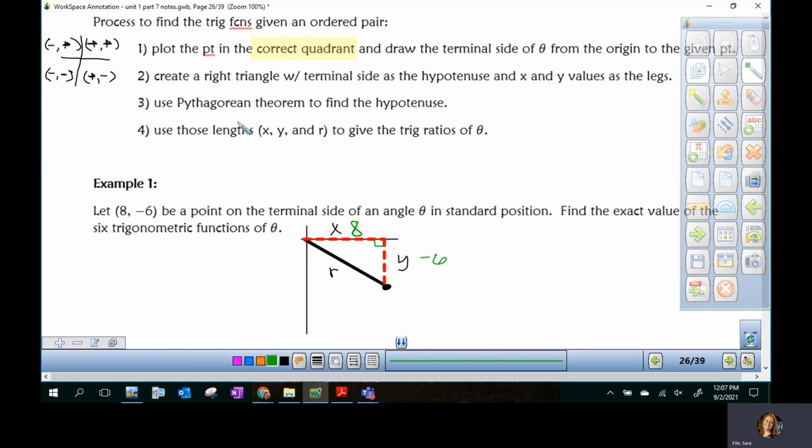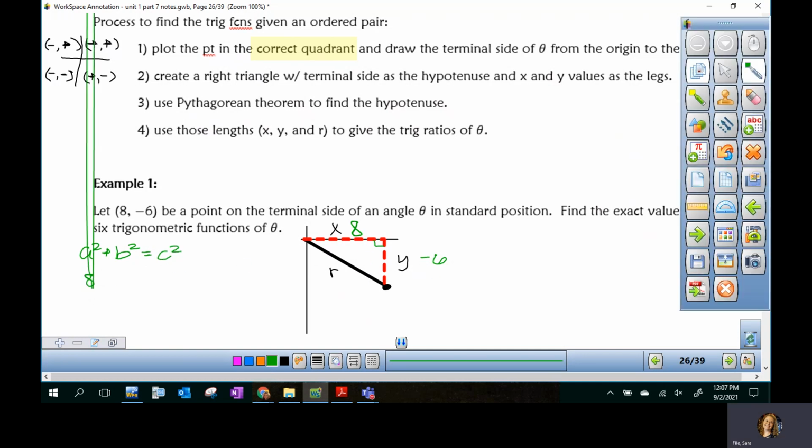Step 3 is then to use the Pythagorean theorem to find the missing hypotenuse. So the Pythagorean theorem is a squared plus b squared equals c squared. I know both legs. You can plug in just the number. You don't need to worry about the negative, because when we square 6, we get the same thing as squaring negative 6, right? Because when you square a negative, it comes out positive. So you really don't have to worry about the negative of those legs when you're doing the Pythagorean theorem.